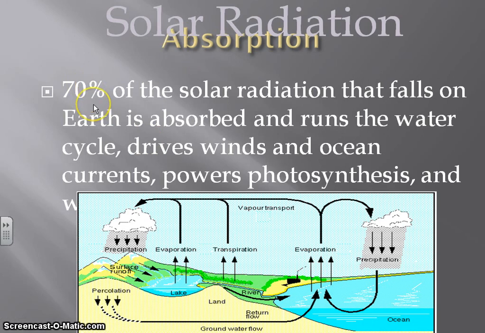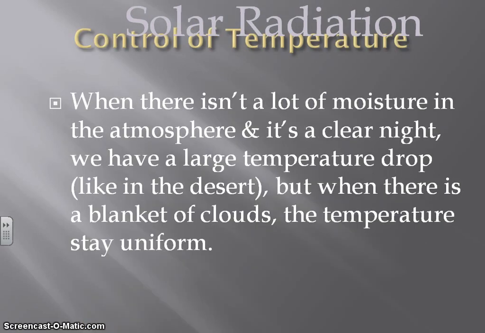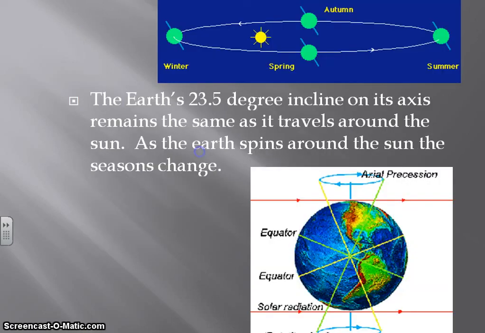So that radiation, that heat energy that's absorbed, that's what runs the water cycle. The water cycle is what drives the winds. That's what drives the ocean currents. It powers photosynthesis from the same source of energy. The solar radiation controls the temperature all around the earth. So if there isn't a lot of moisture in the atmosphere, then you're going to have a big, big temperature differential because you don't have that blanket to insulate you.